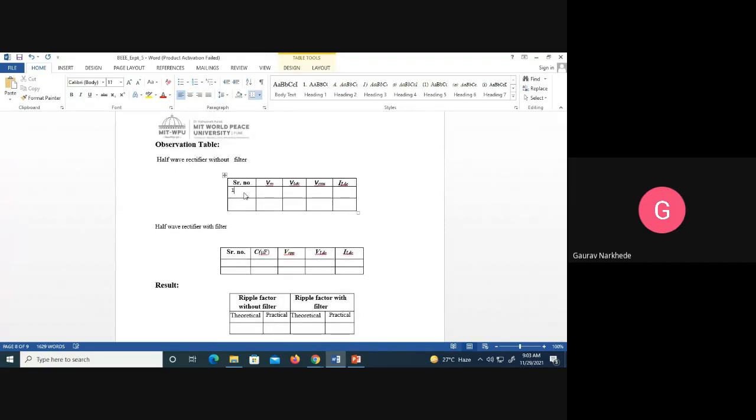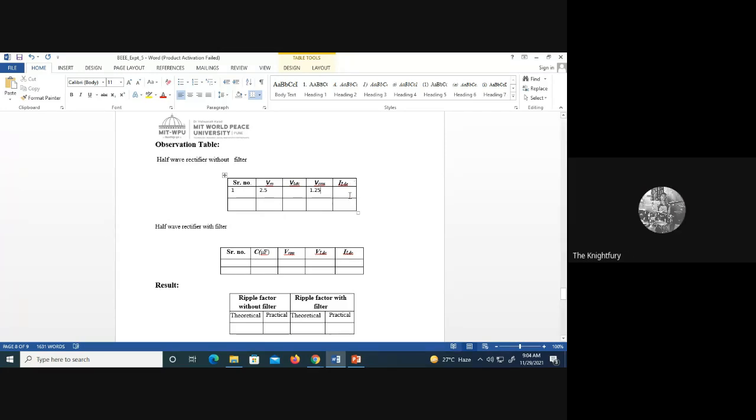I will write one of the observations. You can repeat it and complete the observation table. What was VM? Sir, 2.5. So VM is 2.5, right? Now what is VLDC? 2.5 by pi. Yes. What is VRMS? VM by 2.